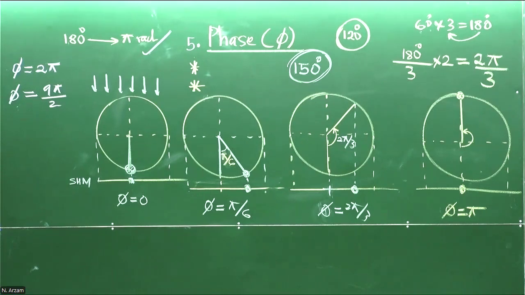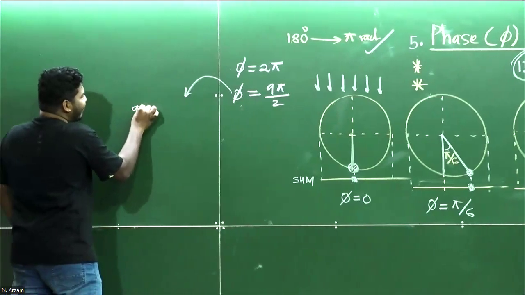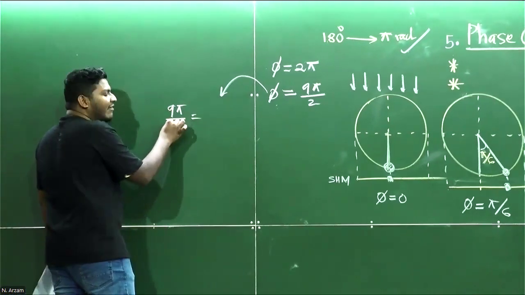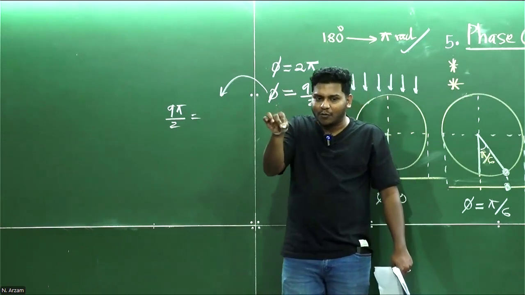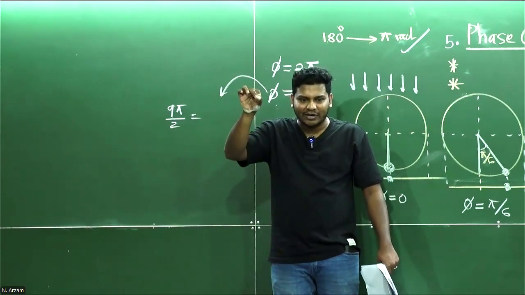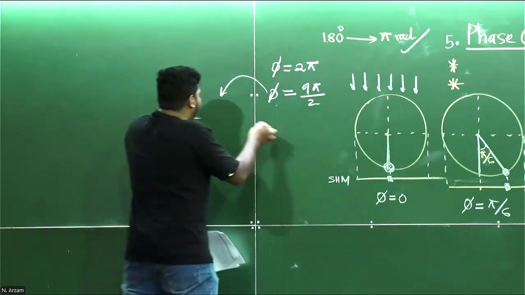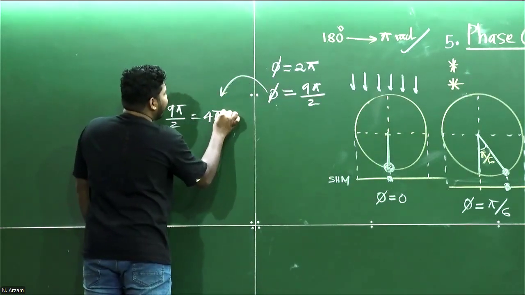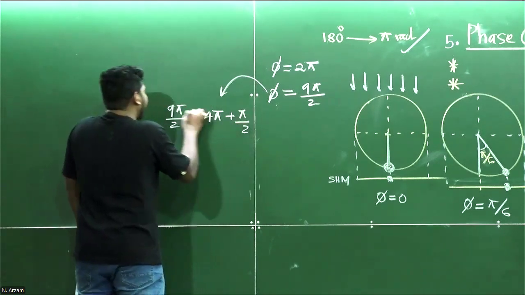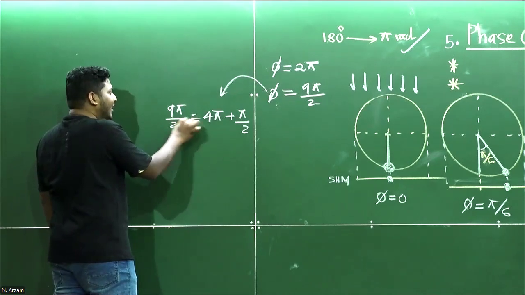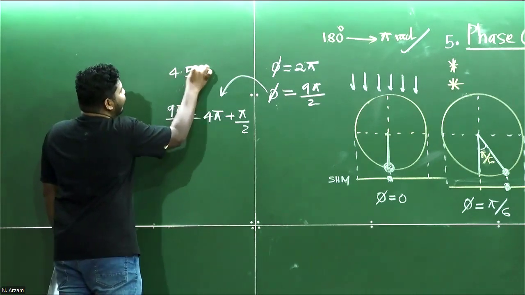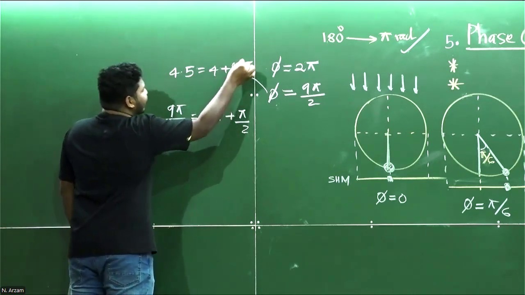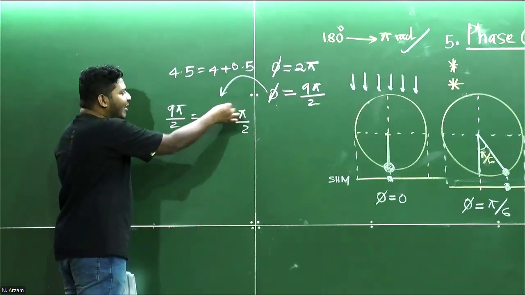I'm going to tell you, this is very easy, guys. Look at this one. This is how you calculate it. So 9 pi by 2. Can you tell me what 9 divided by 2 is? 9 divided by 2 is 4.5. That means 4 plus some fraction, half of it. So we can write 4 pi plus pi by 2, because this is 4.5: 4 plus 0.5. That is what I'm writing here. So 4 pi plus pi by 2.